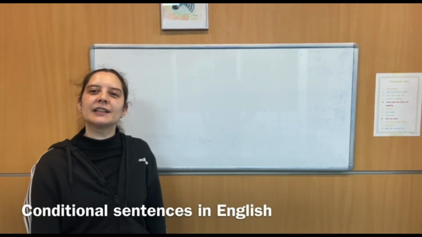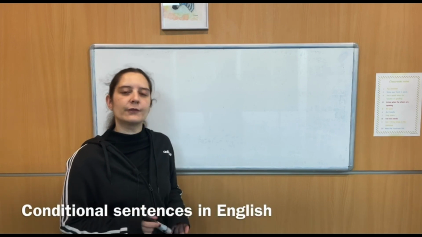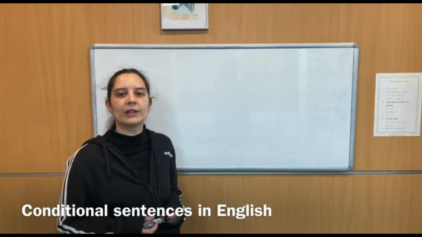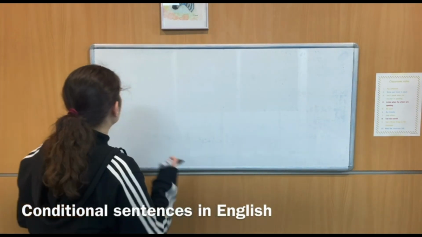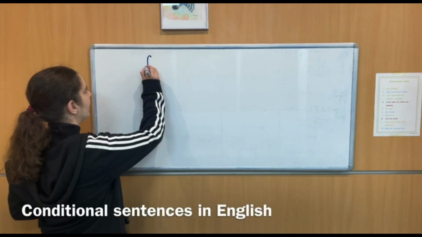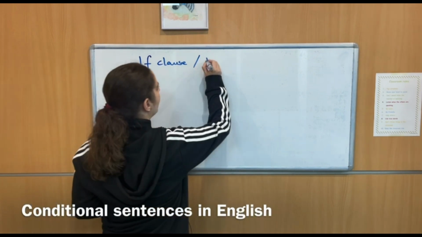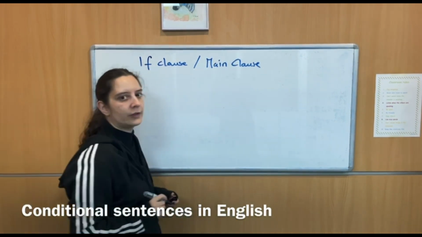Okay, so in English there are 4 different kinds of conditional sentences: zero conditional, first conditional, second conditional and third conditional. Okay, so first of all we are going to start with the structure. The structure for the conditional sentences is quite simple. We have the if clause and the main clause, which is also called result clause.